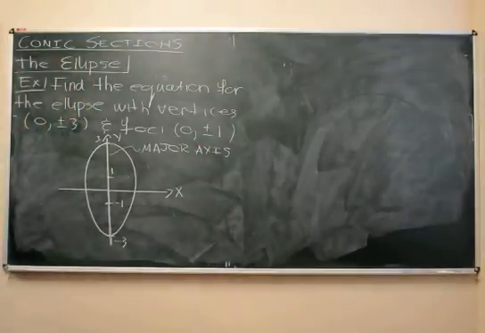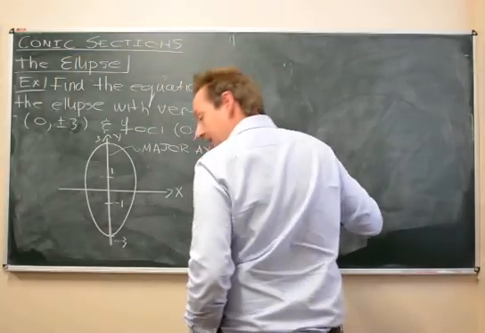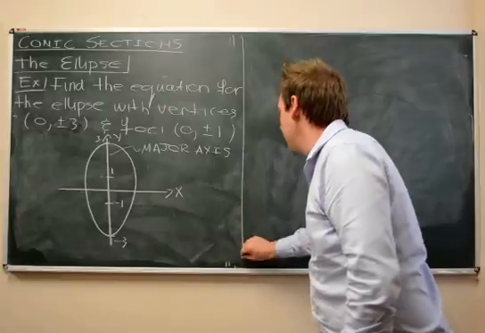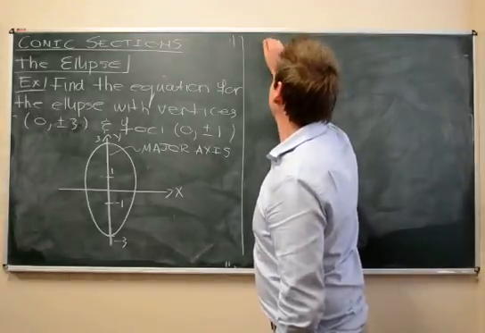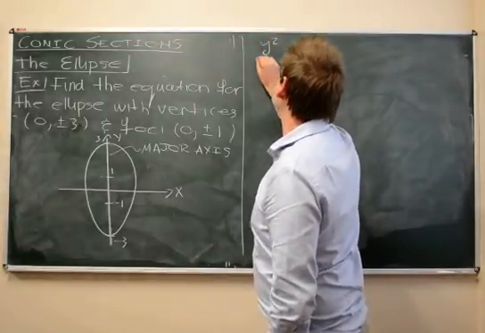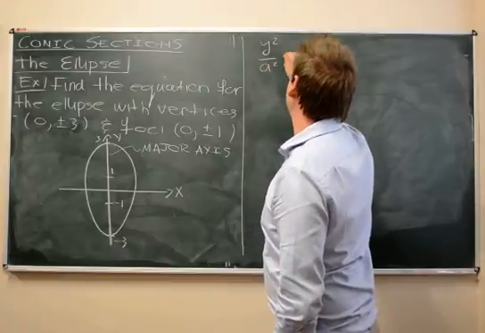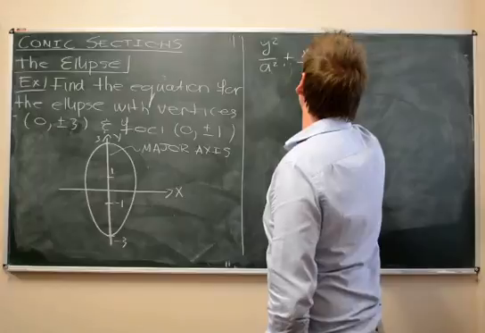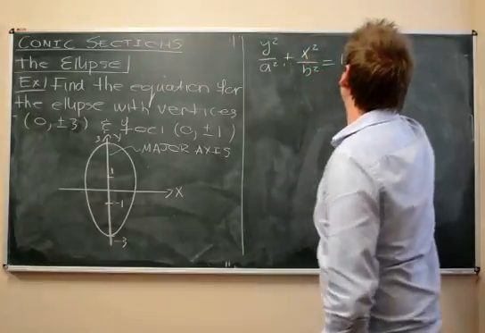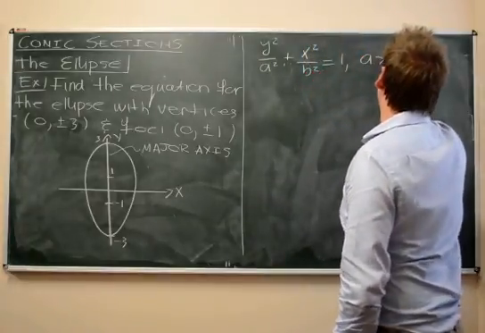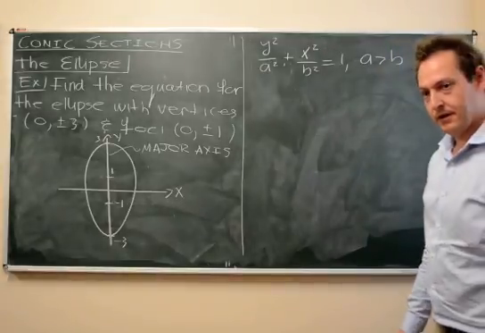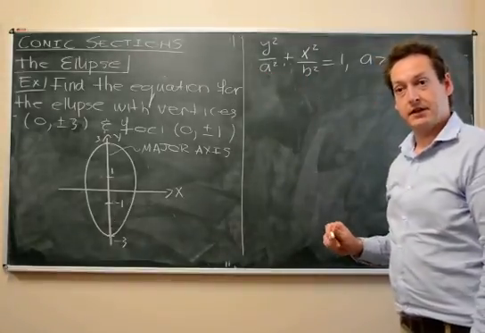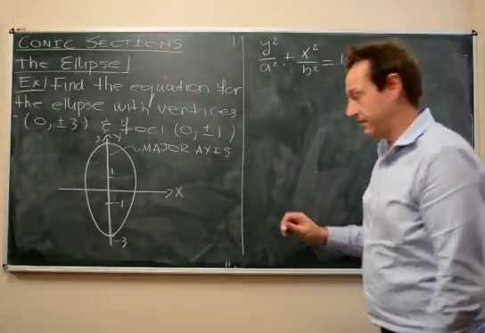In other words, our ellipse will be of the following form: y squared over a squared plus x squared over b squared is 1, with a bigger than b. So a gives us the vertices.